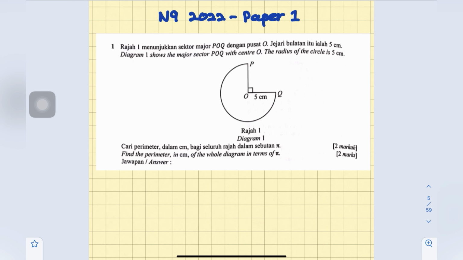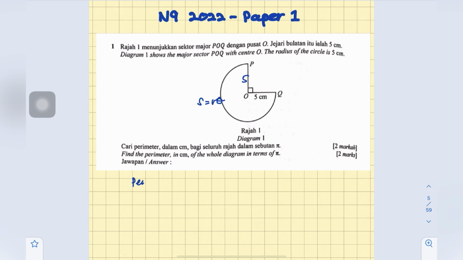Okay, question number 1. Diagram 1 shows the major sector POQ with center O. The radius of the circle is 5 cm. Find the perimeter in centimeter of the whole diagram in terms of pi. Okay, so to find the perimeter, arc PQ, we can use s equals r theta. So radius, this one, 5 centimeter as well.